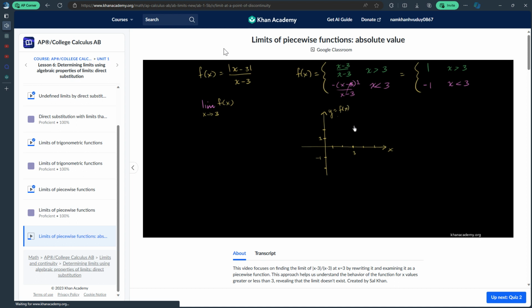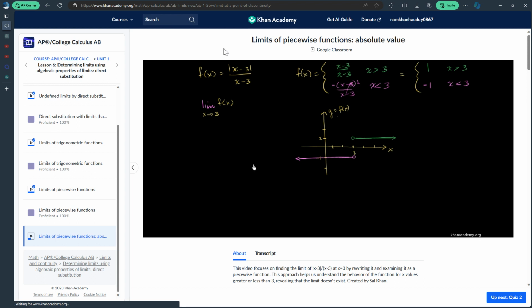And so what we're saying is our function is undefined at 3, but if our x's are greater than 3, our function is equal to 1. So if our x is greater than 3, our function is equal to 1. So it looks like that, and it's undefined at 3. And if x is less than 3, our function is equal to negative 1. So it looks like this. Once again, it's undefined at 3. So it looks like that.